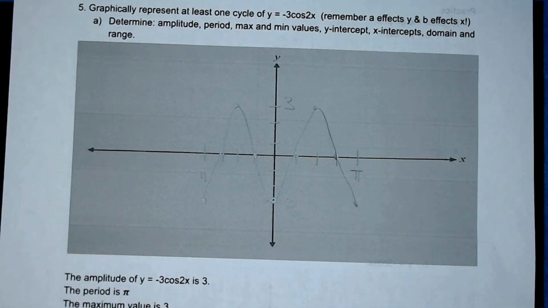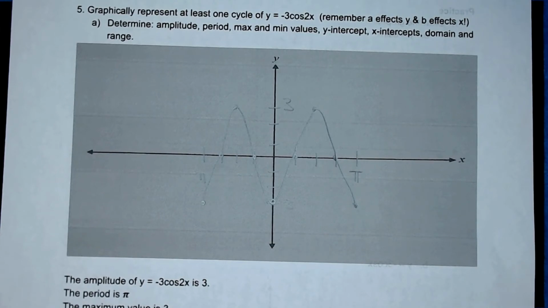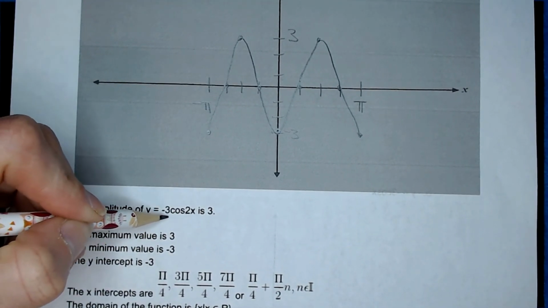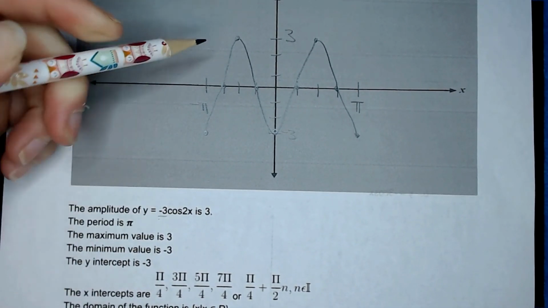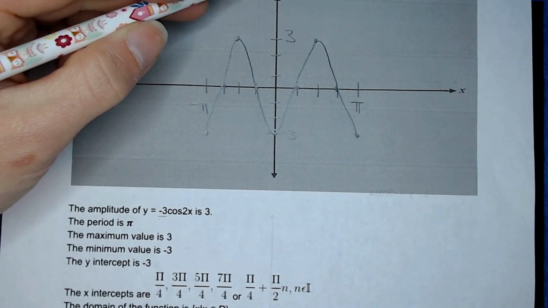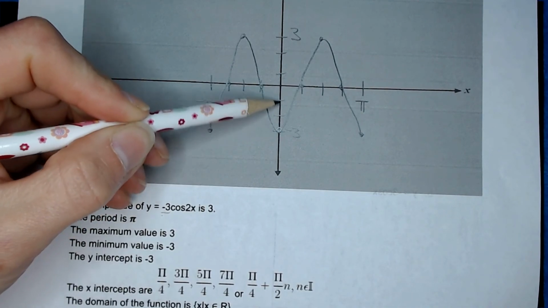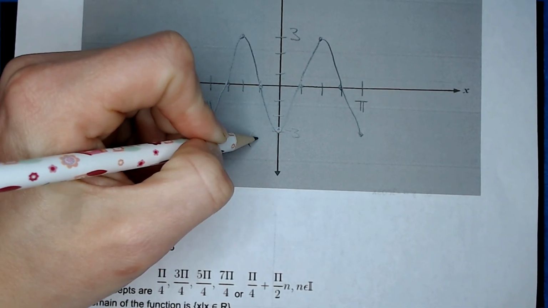And finally, our last example, represent at least one cycle of y equals -3 cos 2x. Remember, a affects the y values and b affects the x values. Determine all that stuff it asks for there. So the amplitude of this is 3. So you want to recognize that because it's the cosine function, we're going to have a y-intercept at 0, -3.